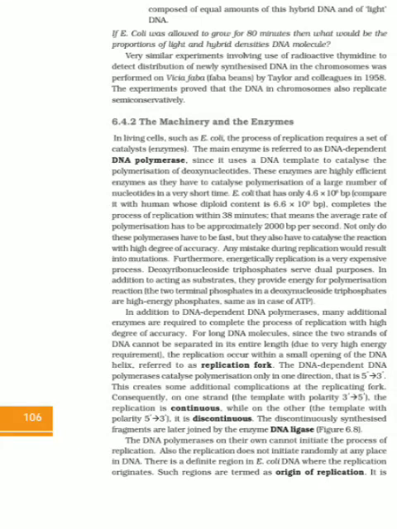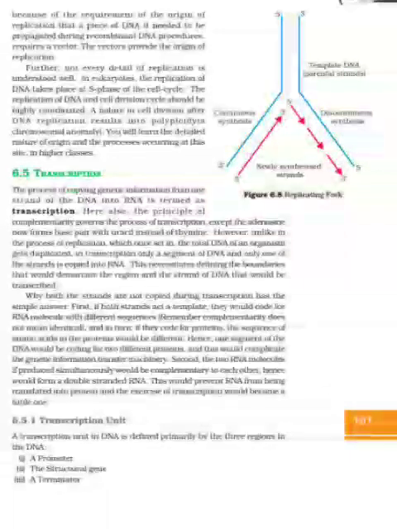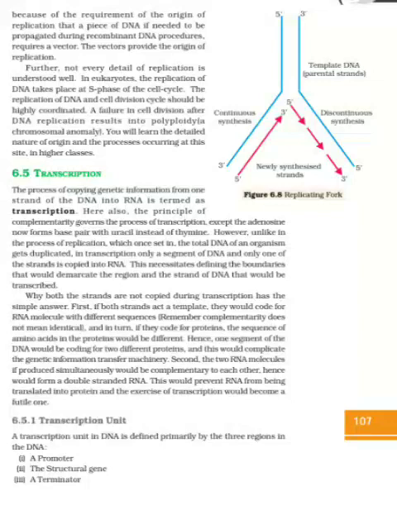DNA polymerases on their own cannot initiate the process of replication. Also, the replication does not initiate randomly at any place in DNA. There is a definite region in Escherichia coli DNA where the replication originates. Such regions are termed as origin of replication. It is because of the requirement of the origin of replication that a piece of DNA, if needed to be propagated during recombinant DNA procedures, requires a vector. The vectors provide the origin of replication.